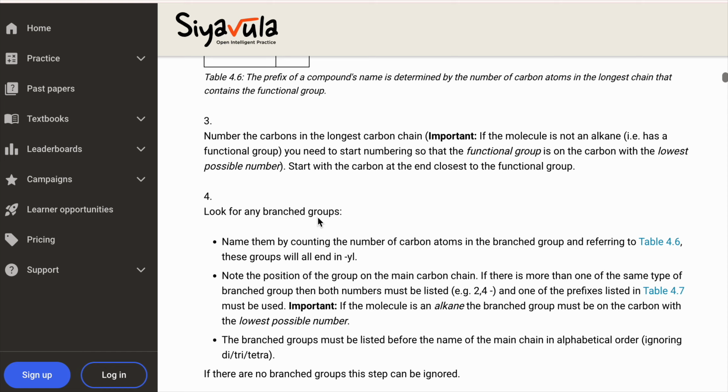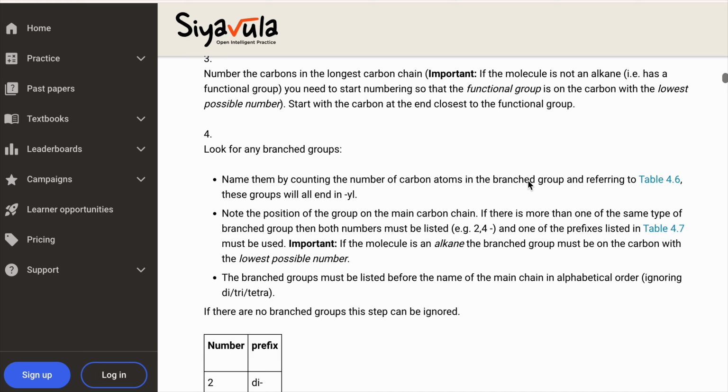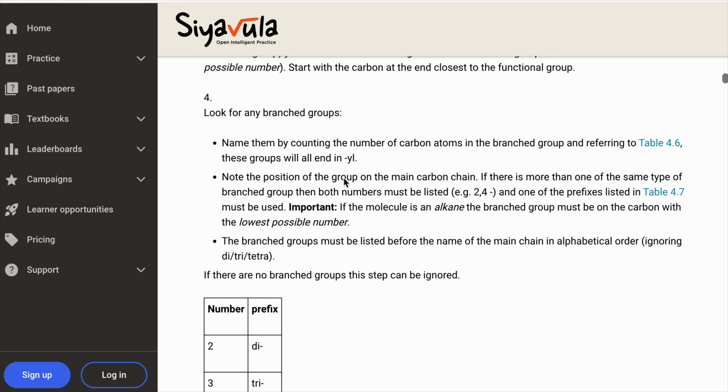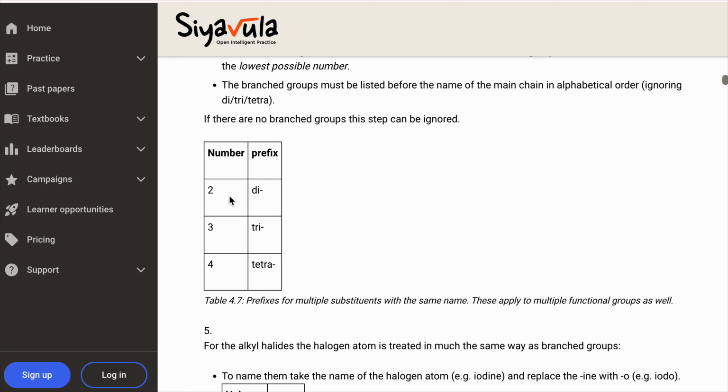Look for any branched chain. Name them by counting the number of carbon atoms in the branched group. Note the positioning of the group on the main carbon chain. If there is more than one of the same type of branched group, then both numbers must be listed, like 2 and 4. Okay, one of the prefixes must be used, like if 2 branches are present, then we will use prefix di. If 3 chains are present, we will use tri. If 4, then we will use tetra.